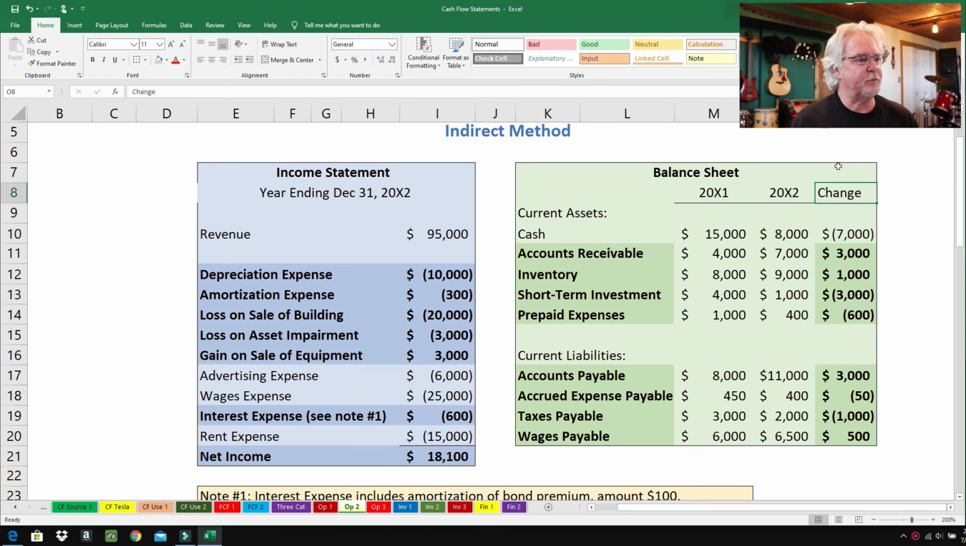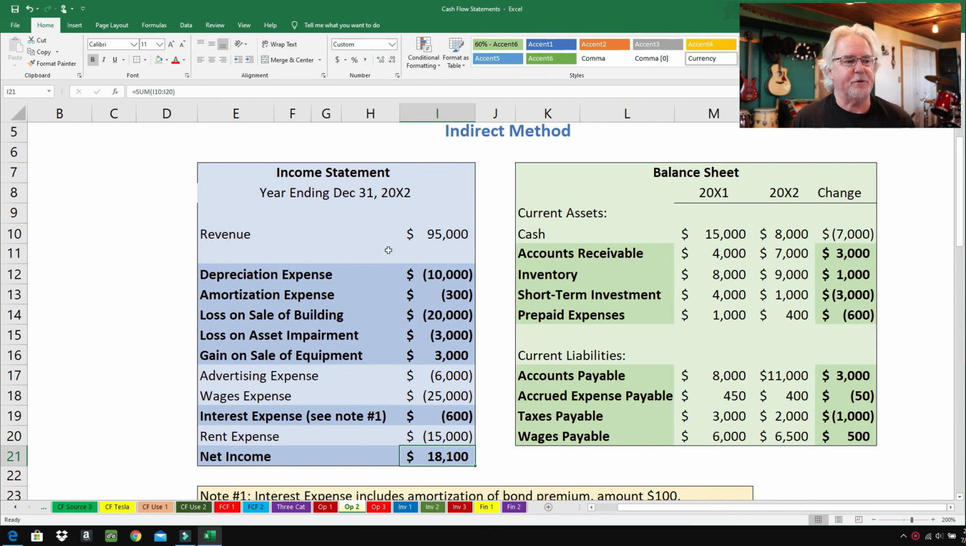So we first look at the income statement, and the income statement, as you should know, is on the accrual basis. That is, we claim revenue when revenue is earned, and we try to match expenses with revenues. But we're trying to do a cash flow statement, so we need to alter this income statement and put it onto a cash basis. Net income was $18,100, but that's accrual basis. So we're going to look through the income statement and find items that have nothing to do with cash.